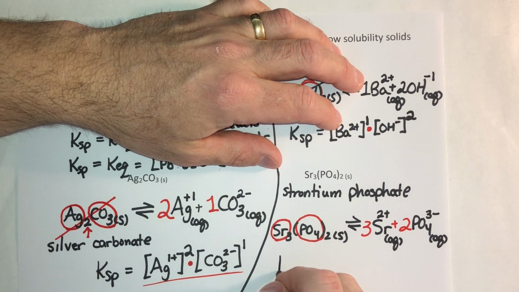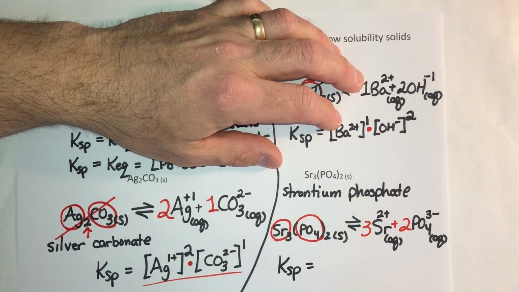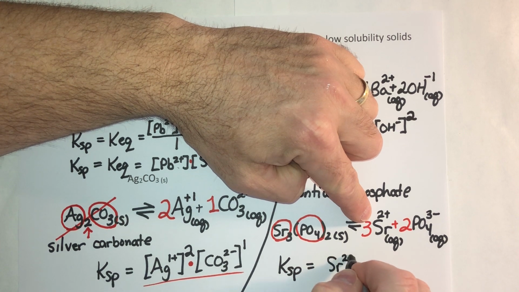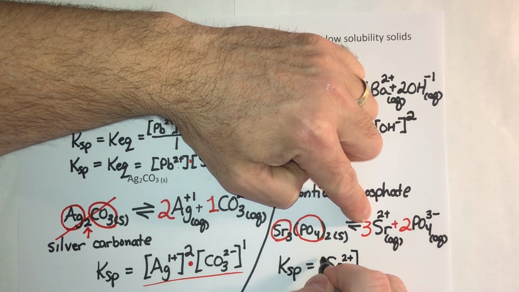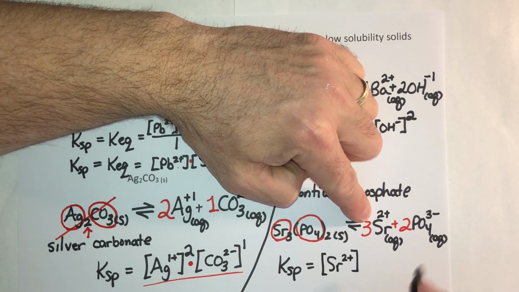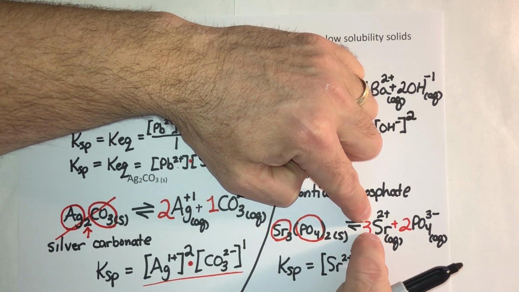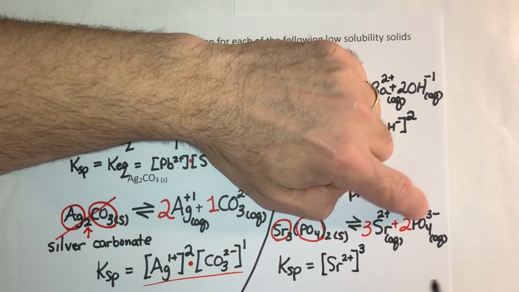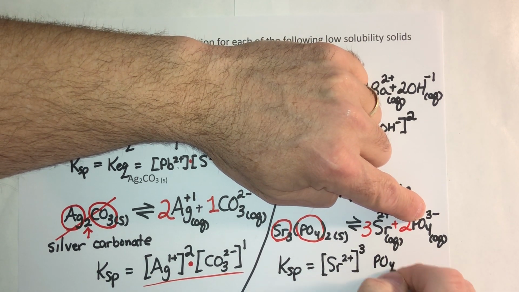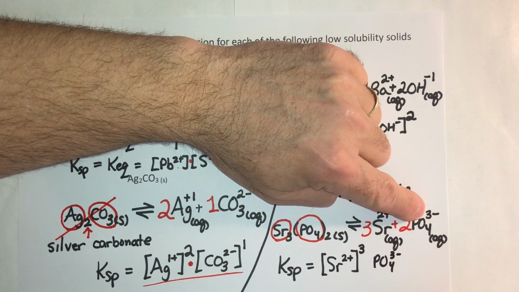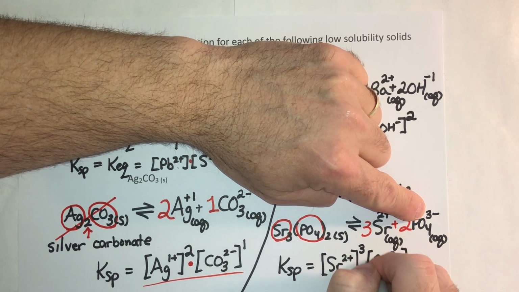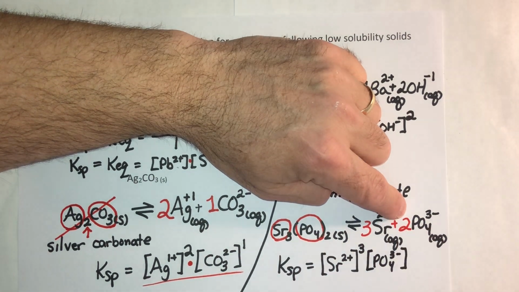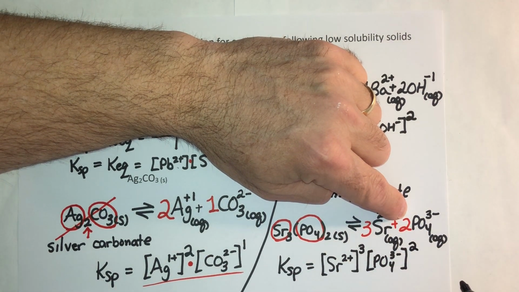Okay, let's talk about our KSP. So KSP is first product, strontium 2+. Put it in a square bracket to show concentration. And because when you balanced it, you put a 3 in front of the strontium, this becomes power of 3. Second product, PO4 3 minus. You put it in square brackets to tell me that it's concentration. And when you balanced it, you put a 2 in front. So that's going to be power of 2.